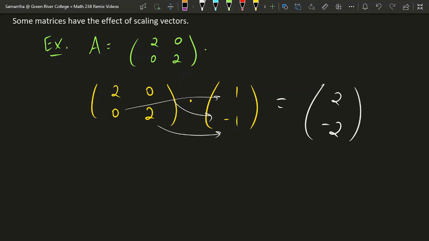Now notice something. Compared to the original vector 1, comma, minus 1, the answer is simply 2 times as large as what you had before. The effect of this matrix on this vector is to scale it by a factor of 2.